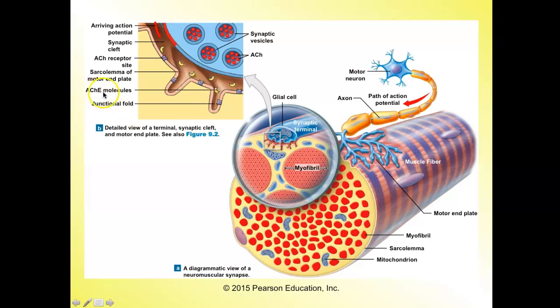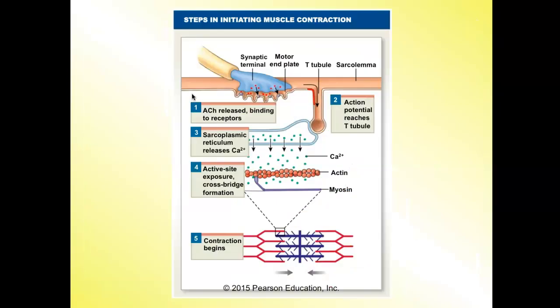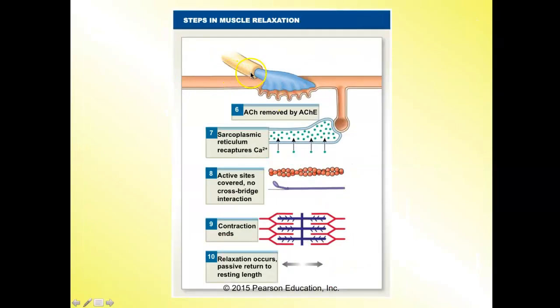So AChE molecules. That's an enzyme. It's sitting right in the cleft. And so once acetylcholine gets secreted into the cleft, these guys break it down. So when you want to relax your muscles, the acetylcholine is removed by the enzyme. Therefore, the impulse or the action potential stops on the muscle side, right? So you don't see any red line here.